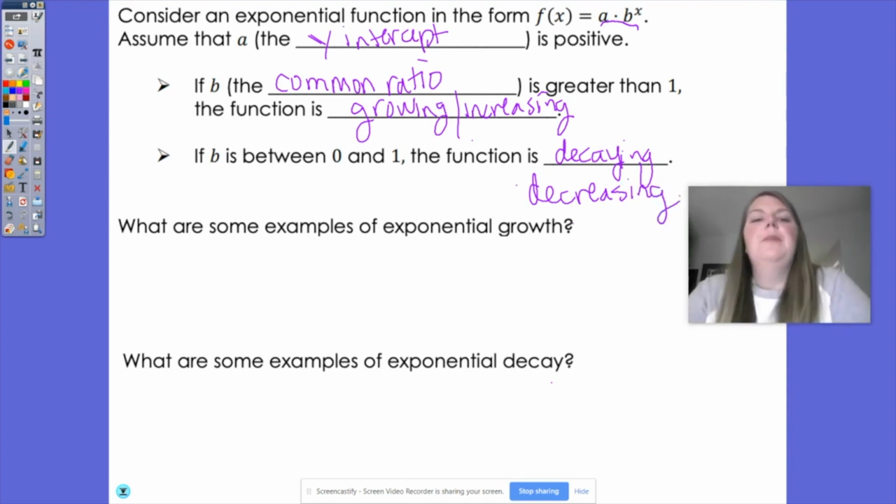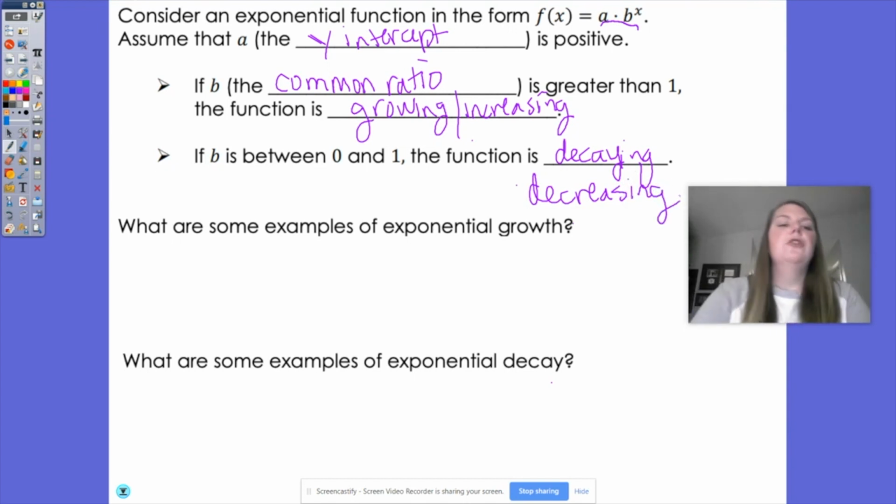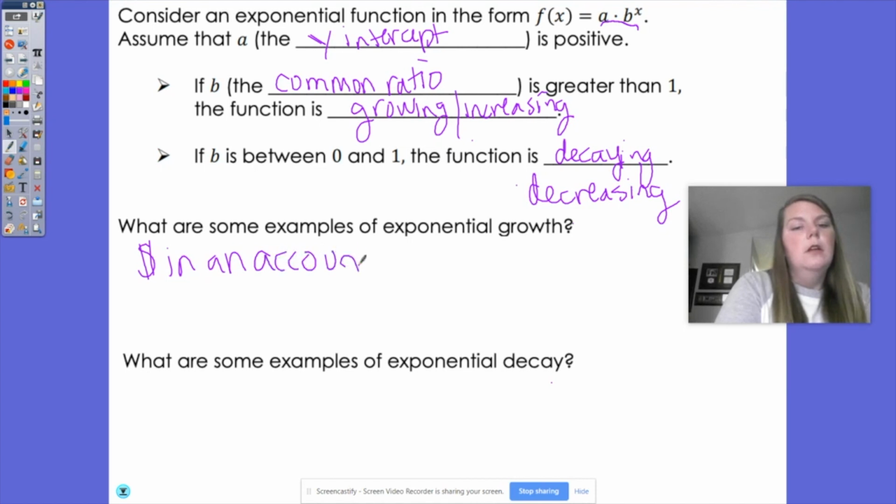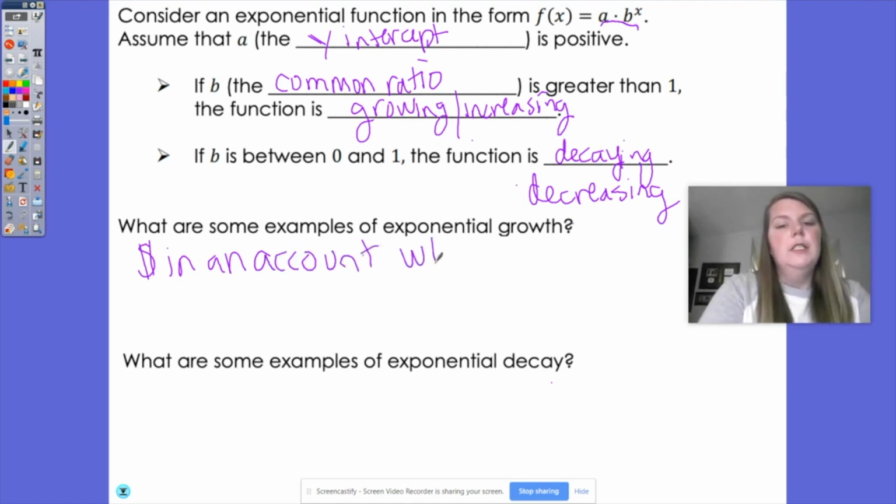So what are some examples of exponential growth? So exponential growth could be money in an account where you get interest.